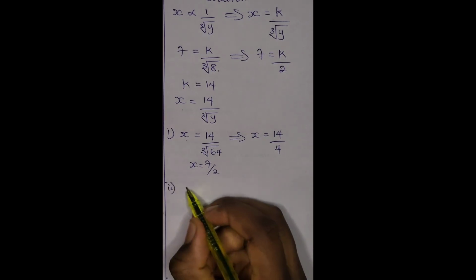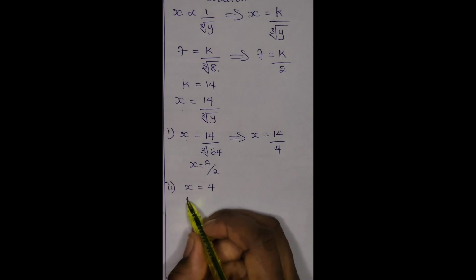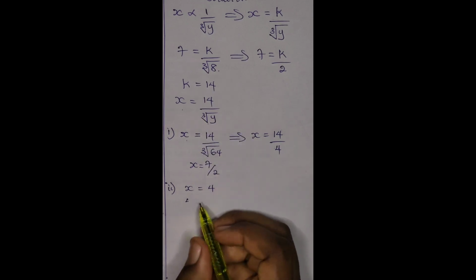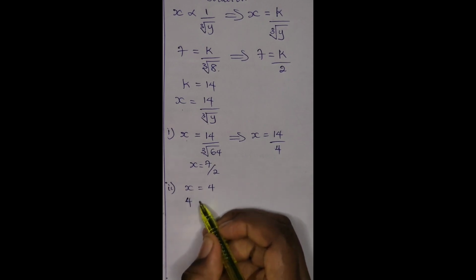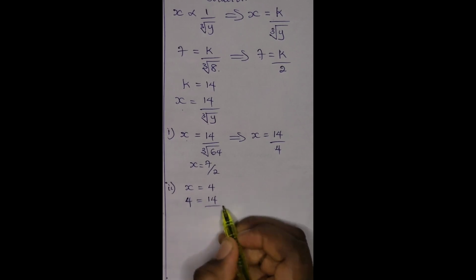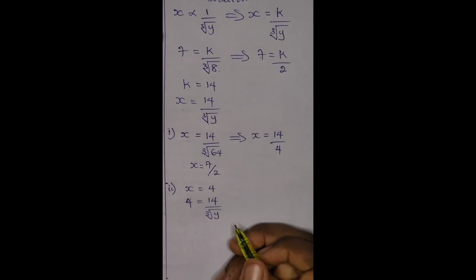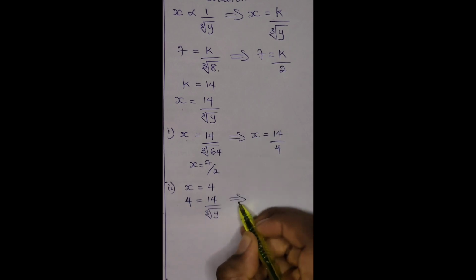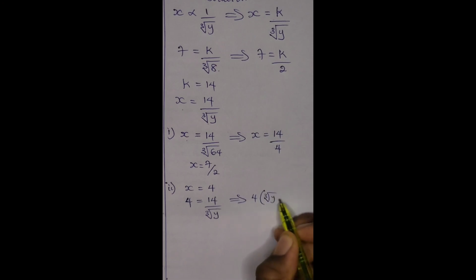So the second one, x equal to 4, we are asked to find y. It implies that, remember, the equation connecting them is x equal to 14 over the cube root of y. Simply means that our x is 4 equal to 14 over the cube root of y. So this is the same thing as 4 brackets the cube root of y equal to 14.